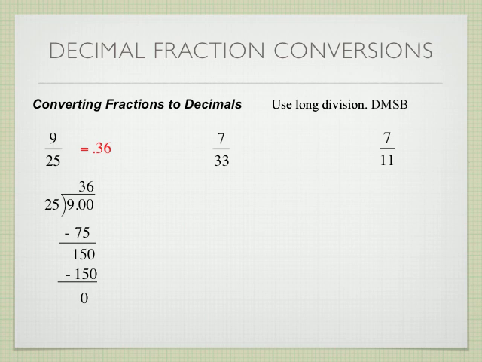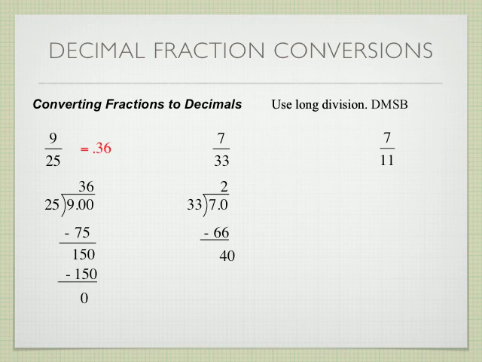Okay, let's do this next one, and on the next one we'll look at the DMSB over and over. So first of all, divide. 33 doesn't go into 7, but 33 does go into 70. So I divide 33 into 70 and it goes 2 times, so that's D. Next letter's M, multiply. 2 times 33, 66. That's divide, multiply. Next step is S, subtract. 70 minus 66 is 4.